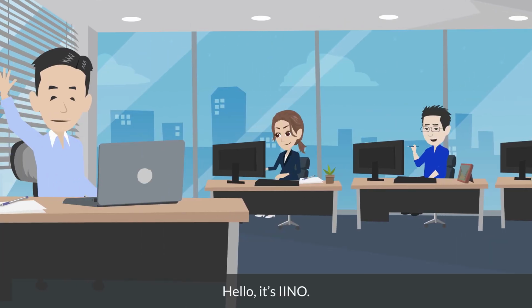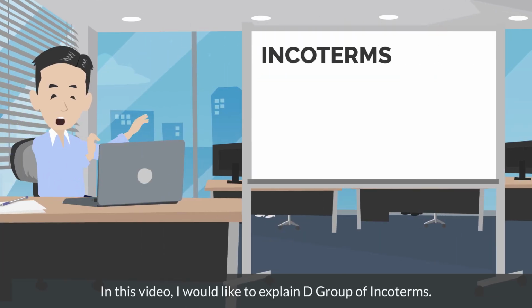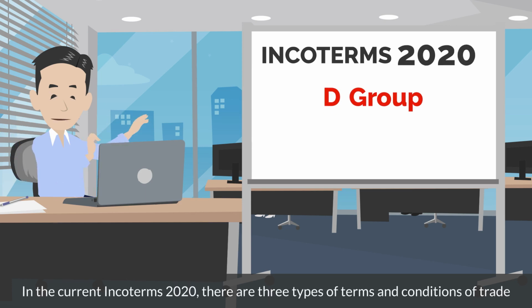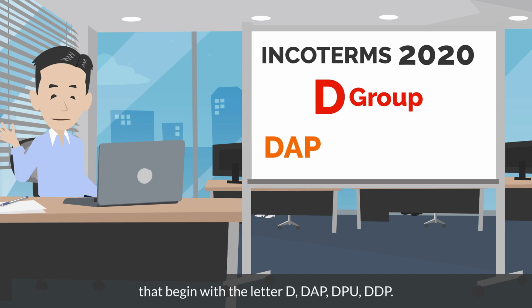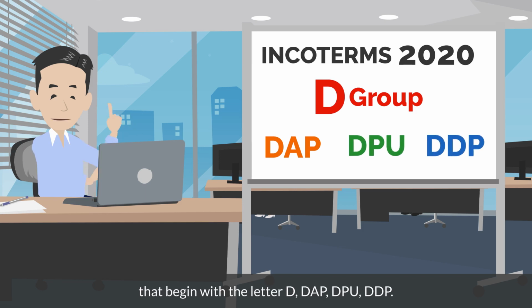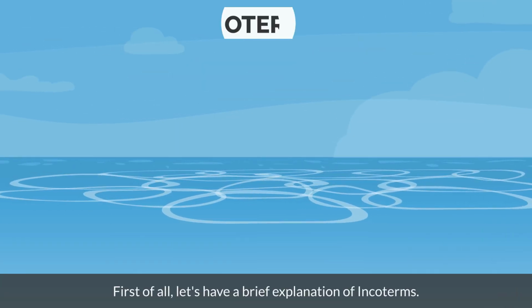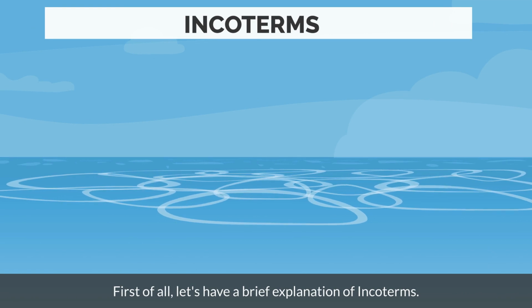Hello, it's Iino. In this video, I would like to explain the D group of Incoterms. In the current Incoterms 2020, there are three types of terms and conditions of trade that begin with the letter D: DAP, DPU, DDP. First of all, let's have a brief explanation of Incoterms.